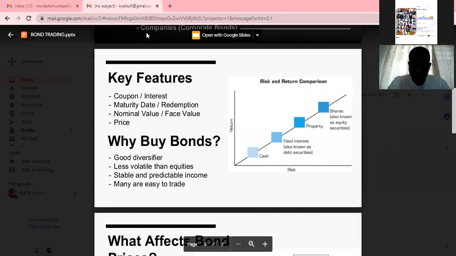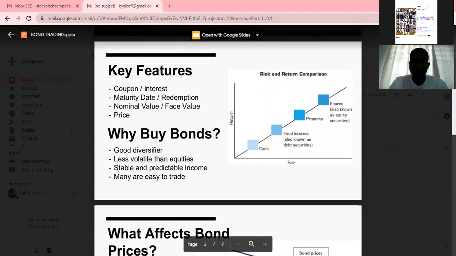So the slides aren't moving. Yes, we are still on the particular slide. That's why we are still on the particular slide.